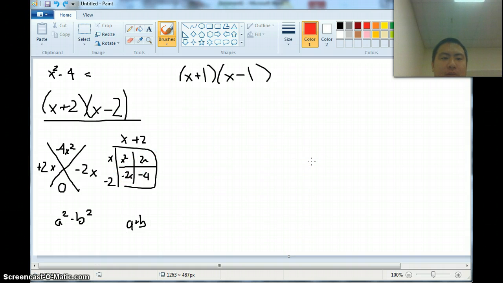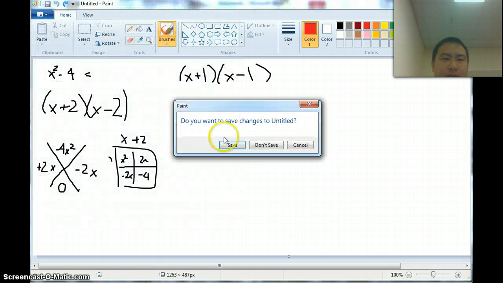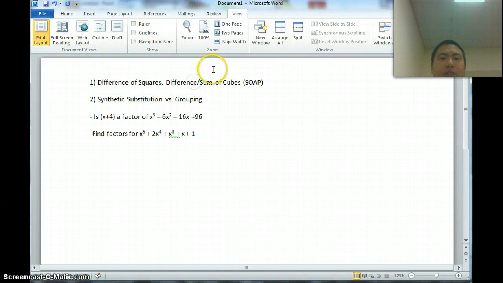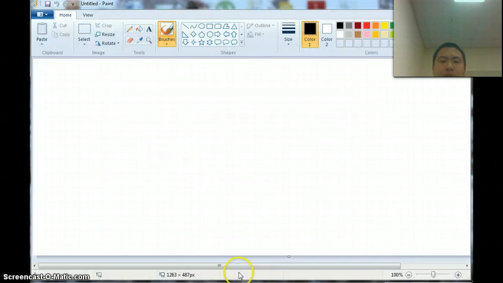Alright, what I'm going to do now is clear this off. And let's talk about the next thing, which is the difference and sum of cubes, which is SOAP. So for example, I'm going to show you two examples here. You always want to have some sort of a to the third power, and it's either going to be plus or minus, and I'll just keep it plus b to the third power. And the other one will be a to the third power minus b to the third power.